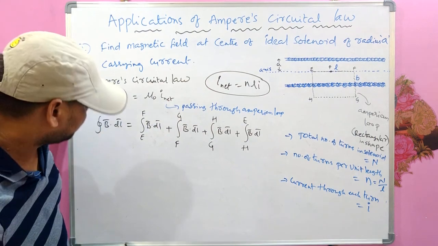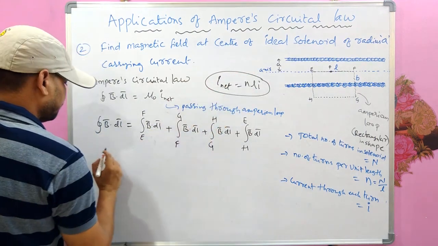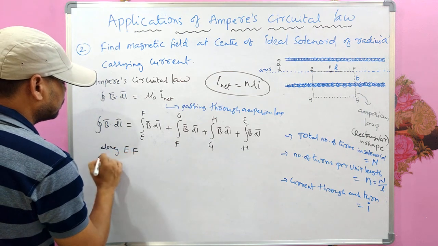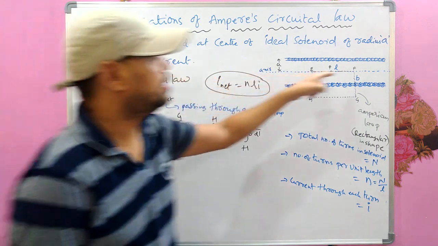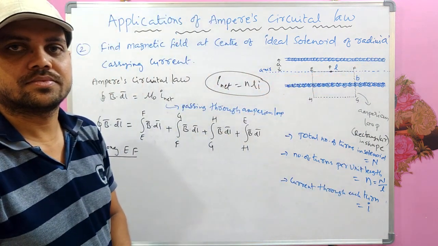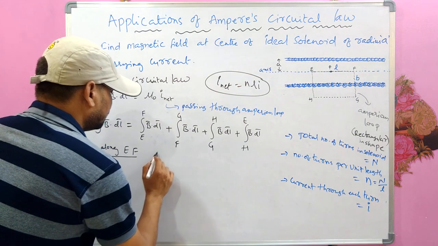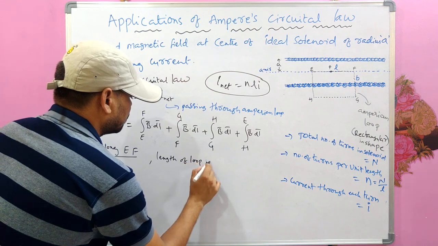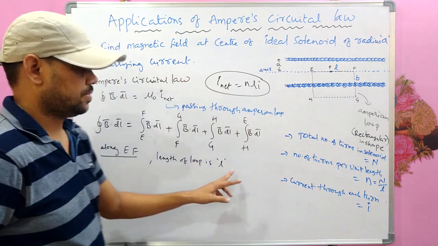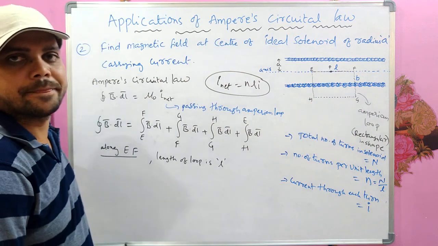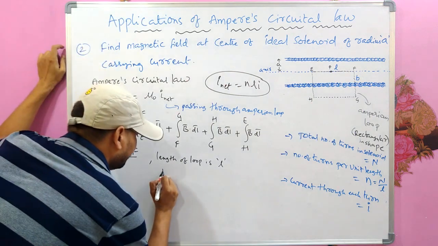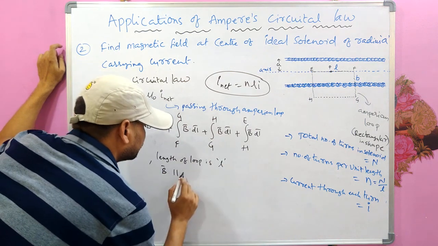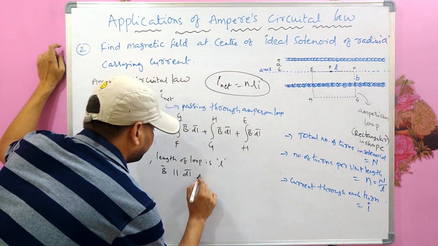Okay, so for that, first let me take this along EF. The length of the loop is L, and B is parallel to dl everywhere.